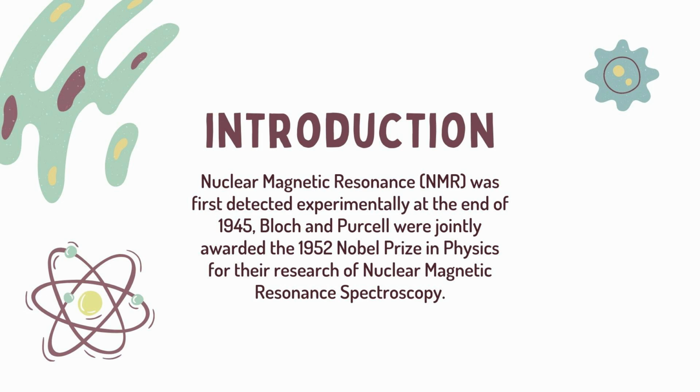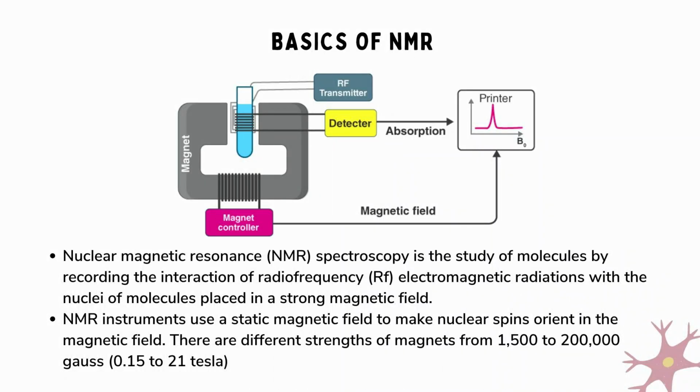As a result of their research in NMR spectroscopy, Bloch and Purcell were jointly awarded the 1952 Nobel Prize in Physics. NMR spectroscopy involves the study of molecules by observing the interaction between radiofrequency electromagnetic radiation and the nuclei of molecules placed in a strong magnetic field.